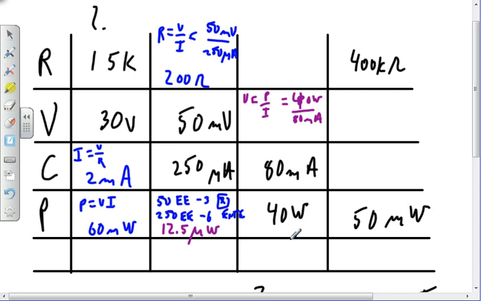All right, 48 watts. You want me to do the problem in the book? Oh, okay, if I have to. 48 divided by 80 double E minus 3. 600 volts. Resistance is voltage divided by current. 600 volts divided by 80 milliamps.